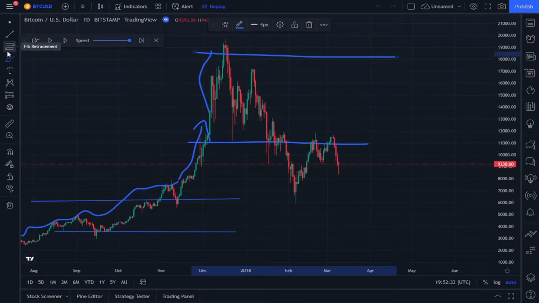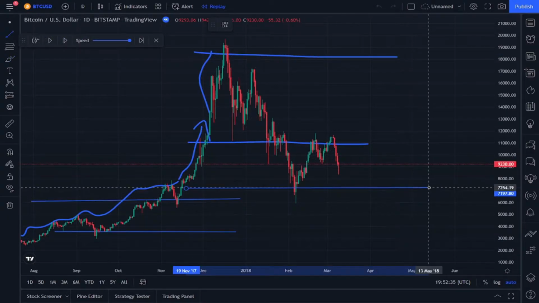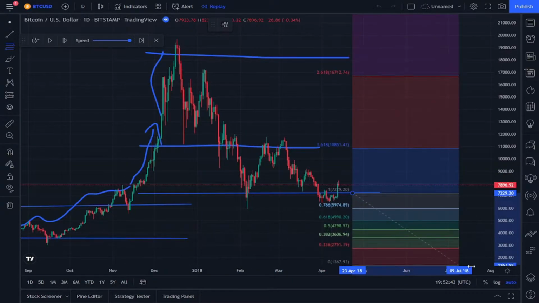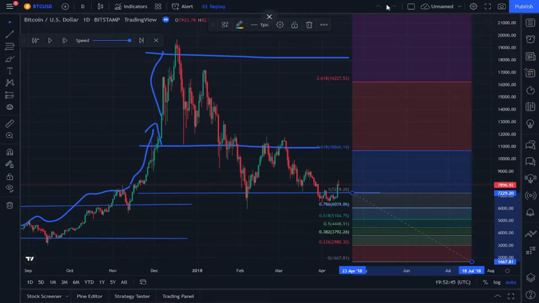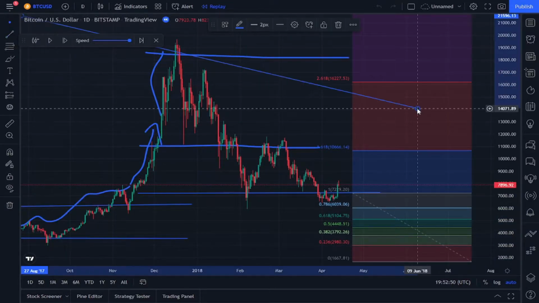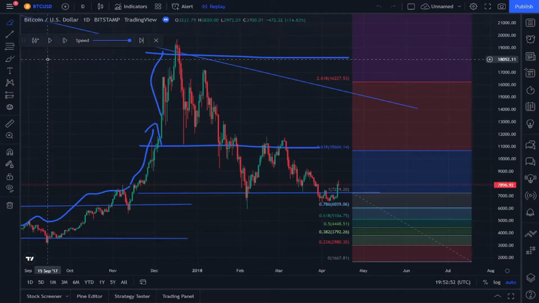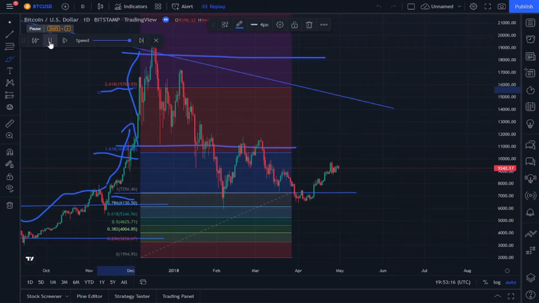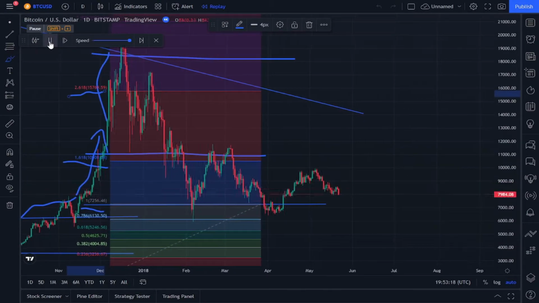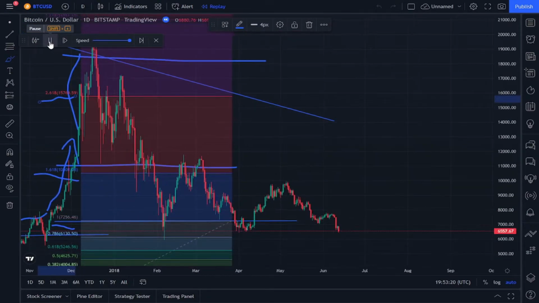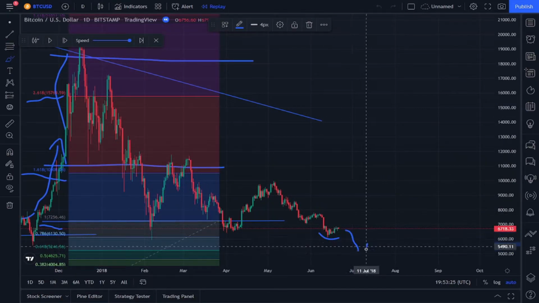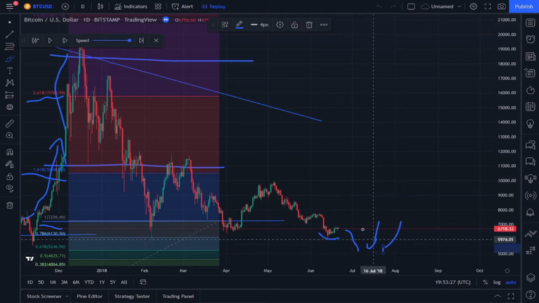The other is by drawing the static analyzer, and we focus on the numbers of the levels that are 2.618, 1.618, and 1 Fibonacci, and we will run the replay to see what will happen. What will happen here is that it has descended a little bit from the level 1 Fibonacci, which is called the divergence, but it's inverted, so we call it inverted divergence.